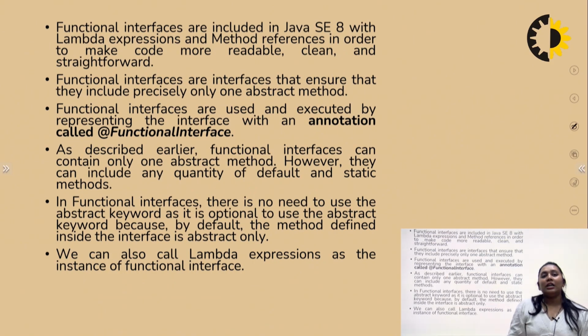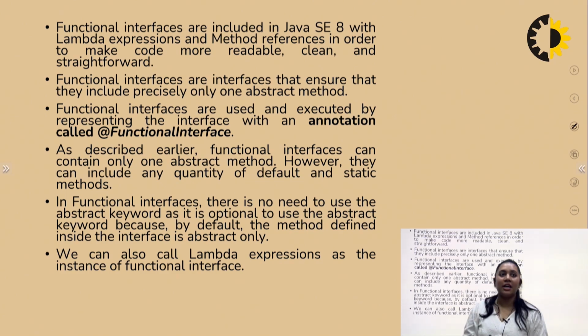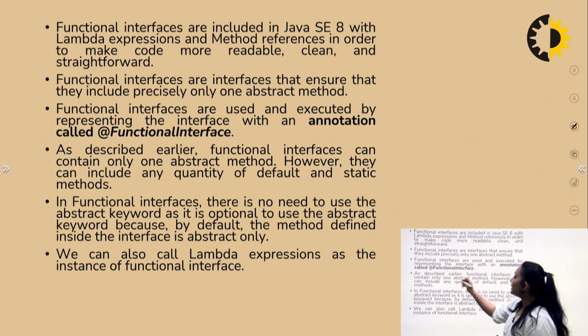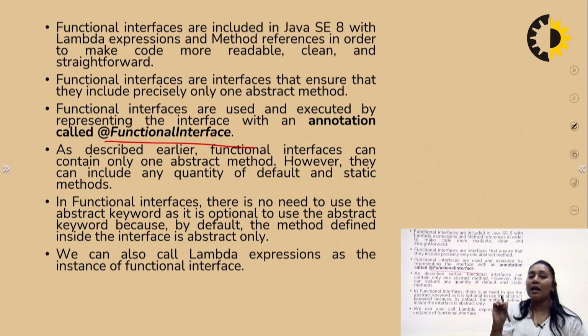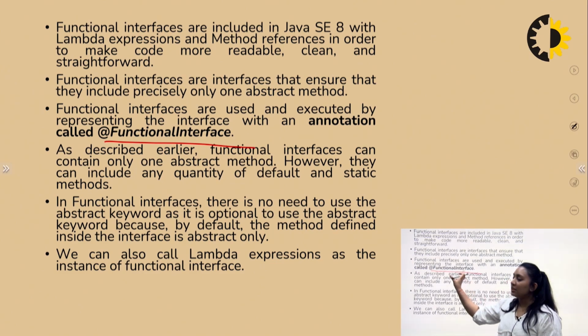Next, it also includes Java SE 8, which has the Lambda expression as well as method references, in order to make the code more readable and clean. It also ensures that the interface has precisely one abstract method to implement, and it is enforced with the help of the annotation, which we call @FunctionalInterface. The use of the annotation is just to check the condition that the functional interface is implemented or not, right?